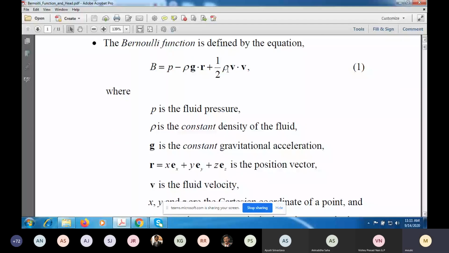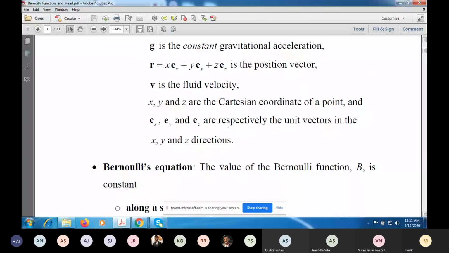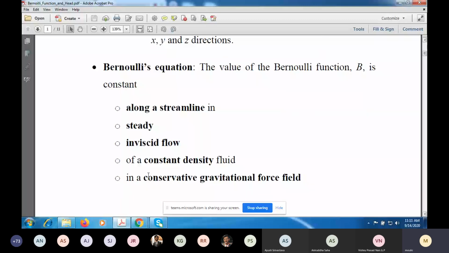So Bernoulli's equation tells you that the value of the Bernoulli function that I have defined above is a constant, but under what conditions? Well, I have listed all the conditions over here. So let us look at the second one first. The flow has to be steady. Now you know what that means. It means that while flow quantities can vary with space, at a given spatial location there will be no variation with time. And we are going to assume the fluid is an inviscid fluid.